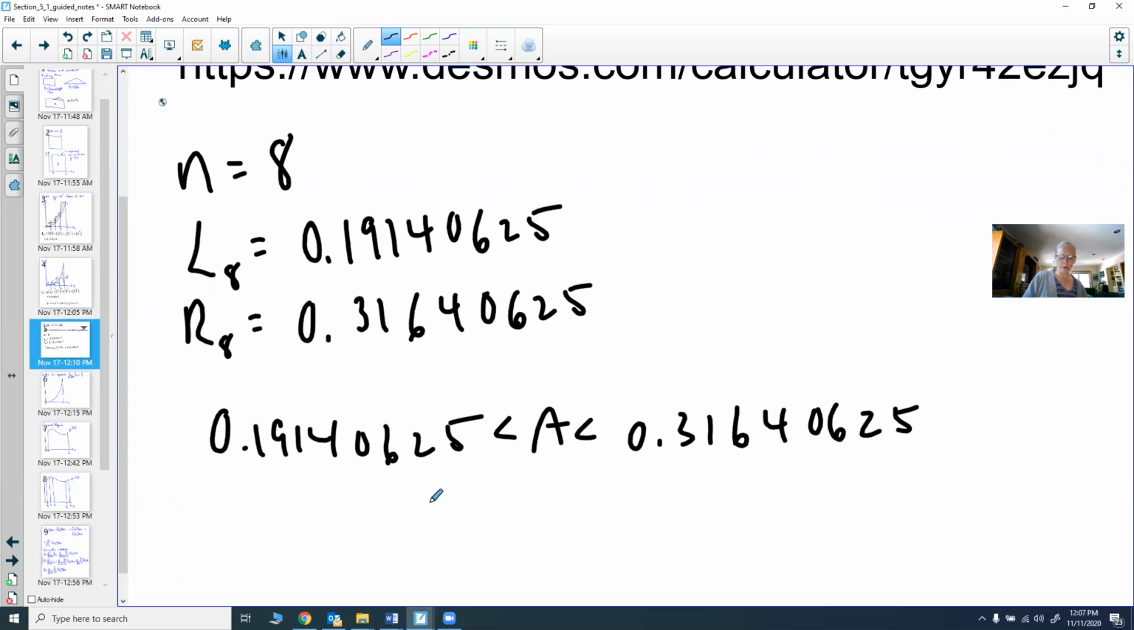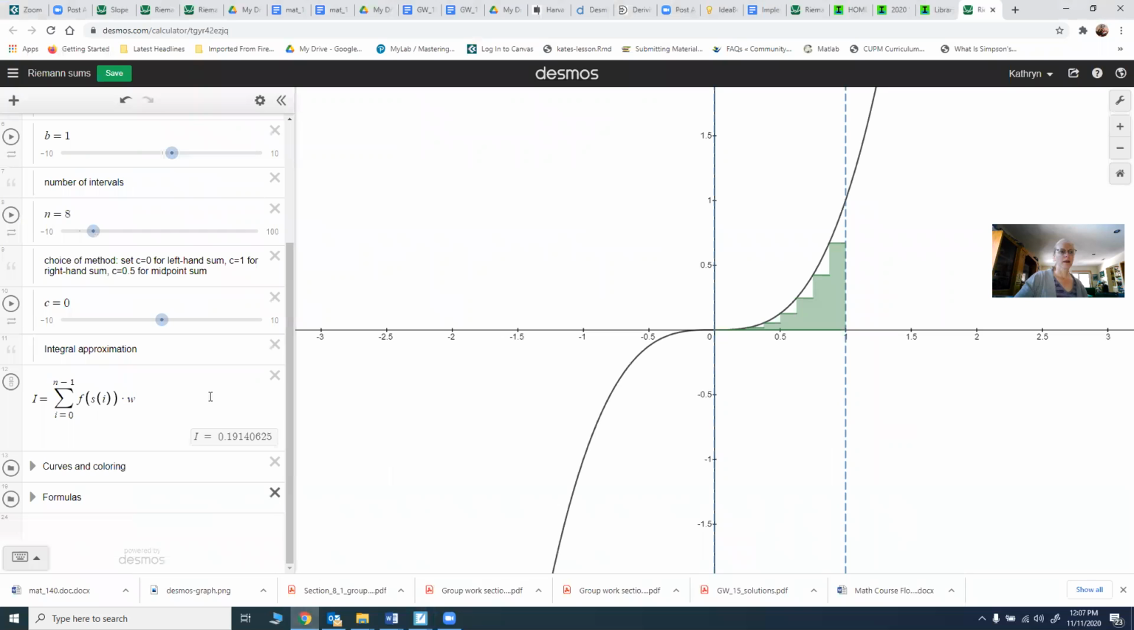If you wanted to, by the way, you could actually just average these two to get a little bit better answer. But still, we're not really that close. I'd like to be a little bit closer here. So let's go back to our Desmos and let's increase the n to, I don't know, let's go up to 20.